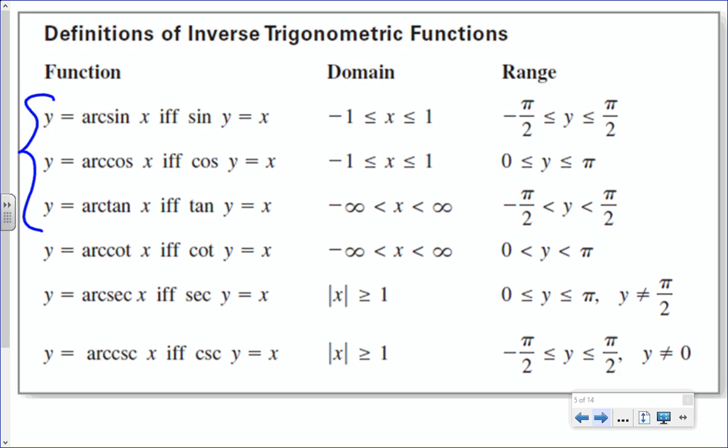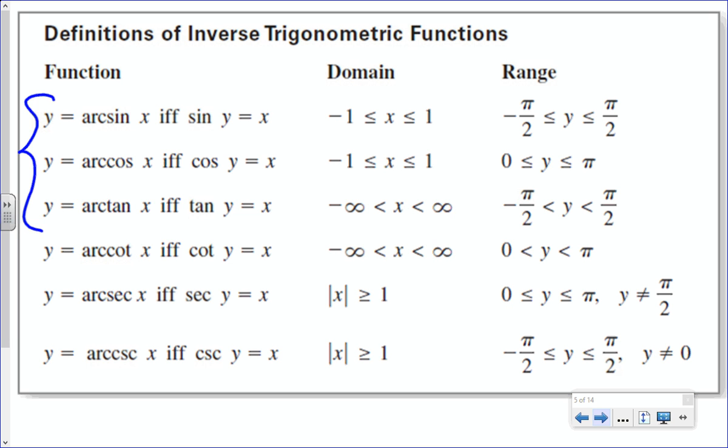Okay? But we'll talk about them. All right? And the same thing happens if we talk about the graphs of cotangent, secant, and cosecant: when we take their inverse, domain and range switch. Okay? So what we're concerned about today are the derivatives of these.